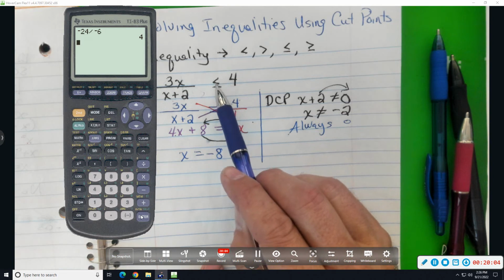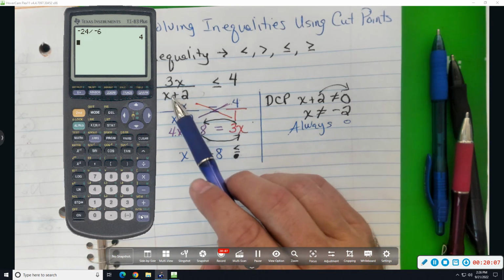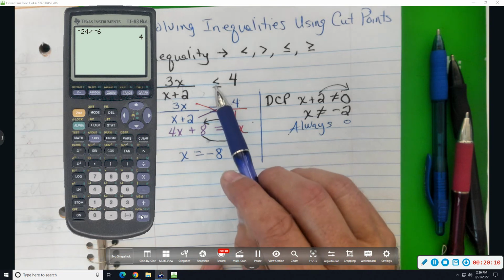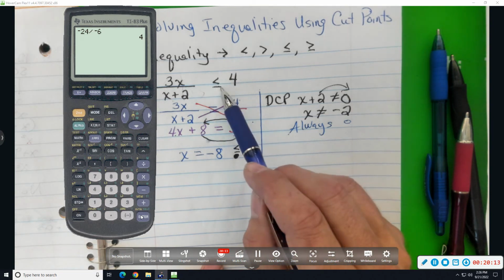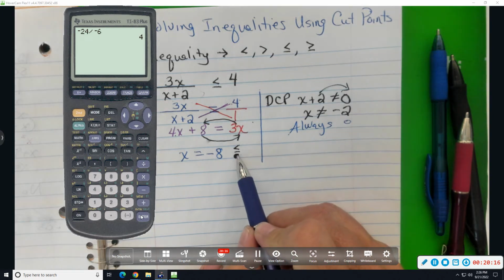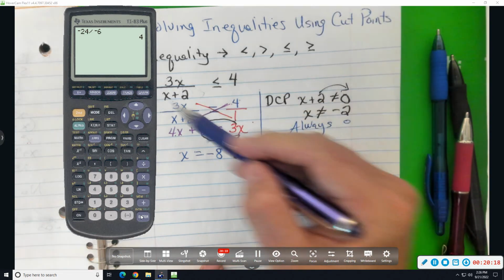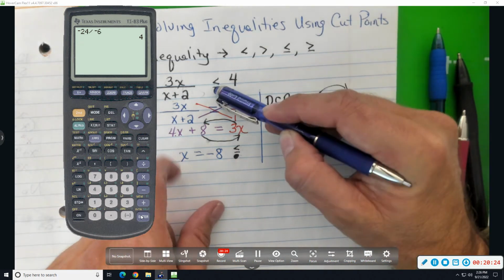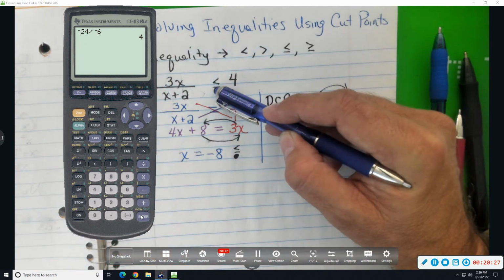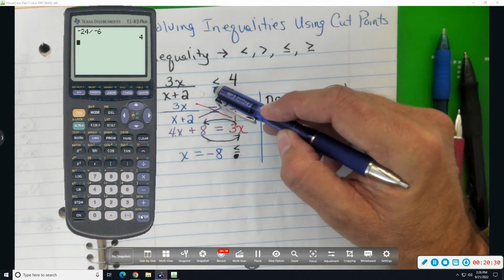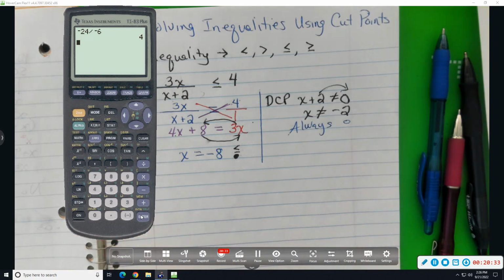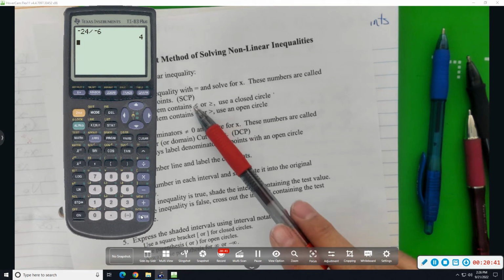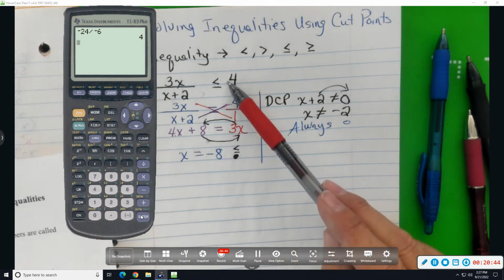4 is less than or equal to 4. Would that be a true statement? Yes, because of the equal sign. So we want to include it if there's an equal sign because you're getting a true statement. But if there hadn't been that equal sign there, we would have the bizarre statement 4 is less than 4. That's not true. Right? So just trying to justify why this little method works. So why do I say if there's an equal sign, put a closed circle? If there's an equal sign, then you're getting a true statement when you plug it in.